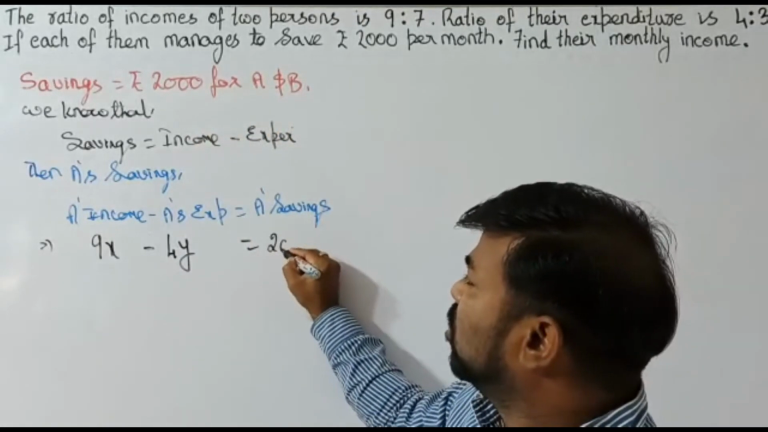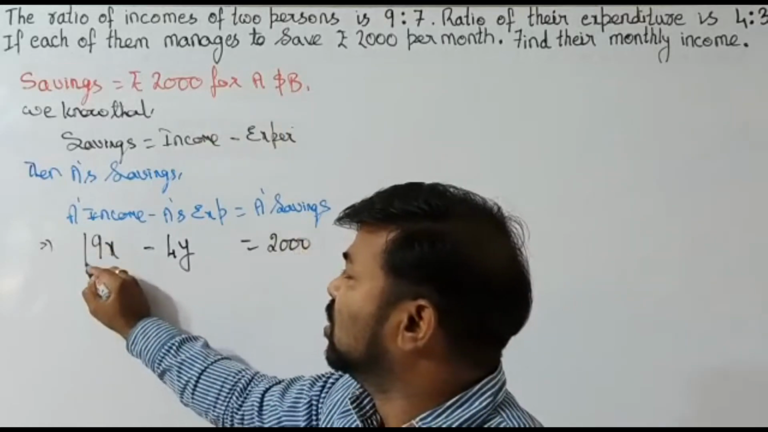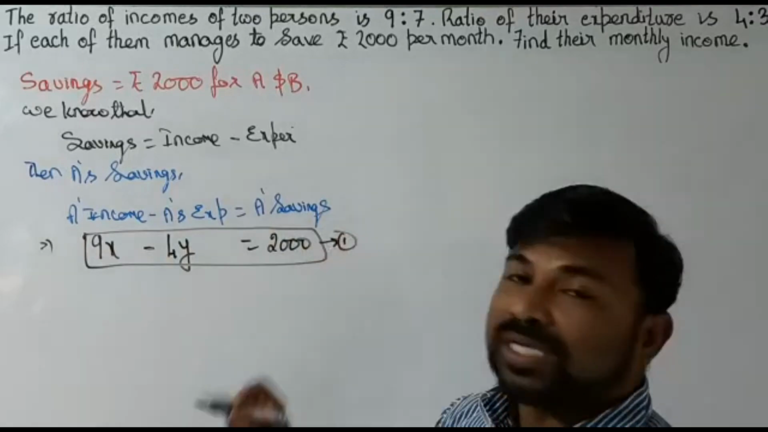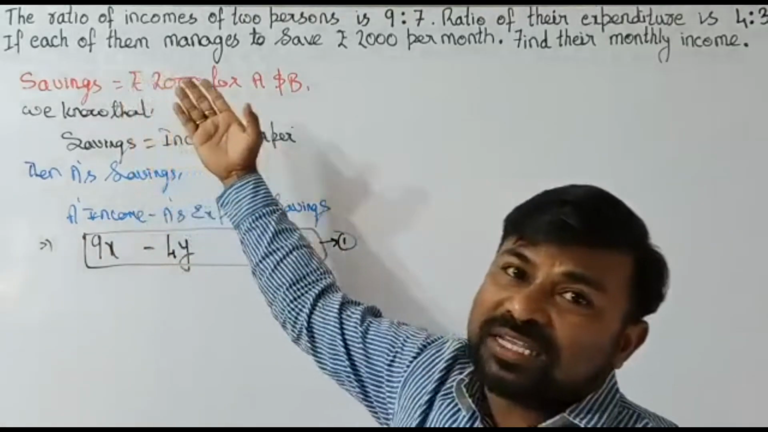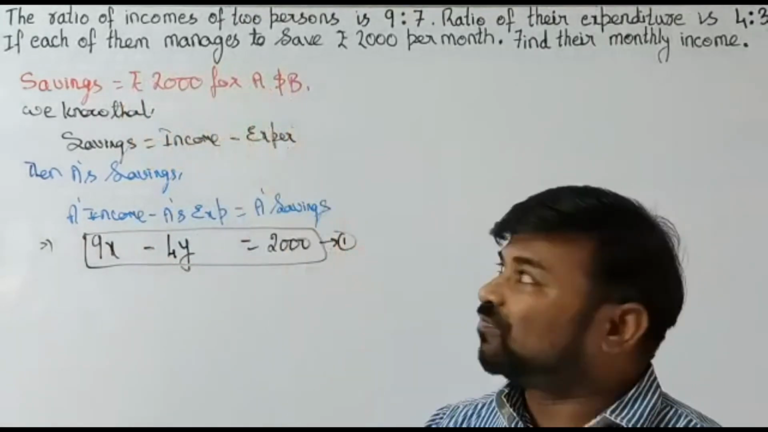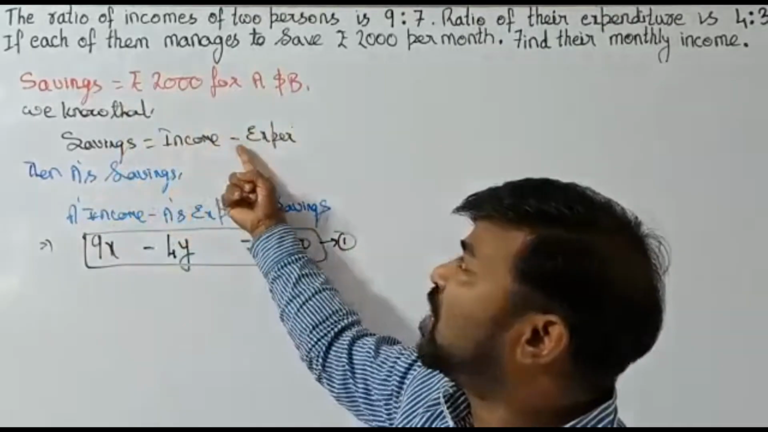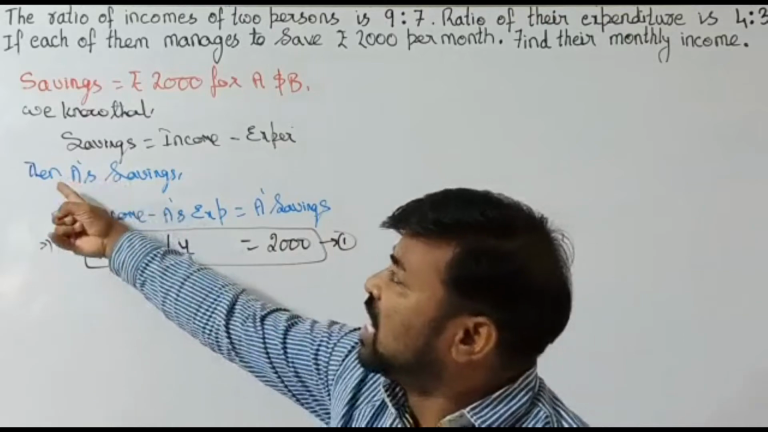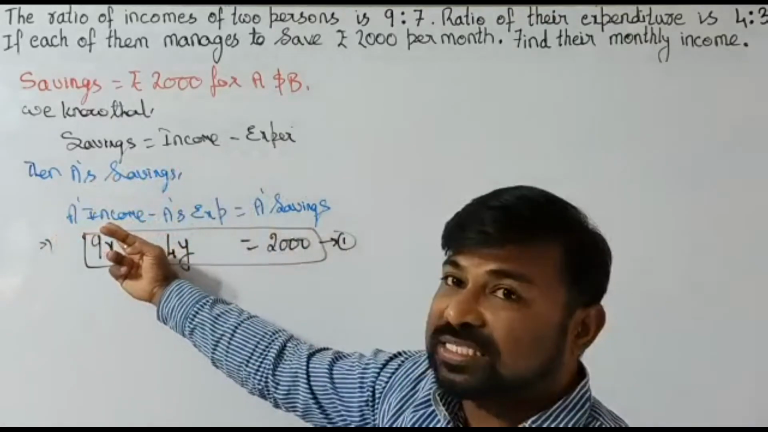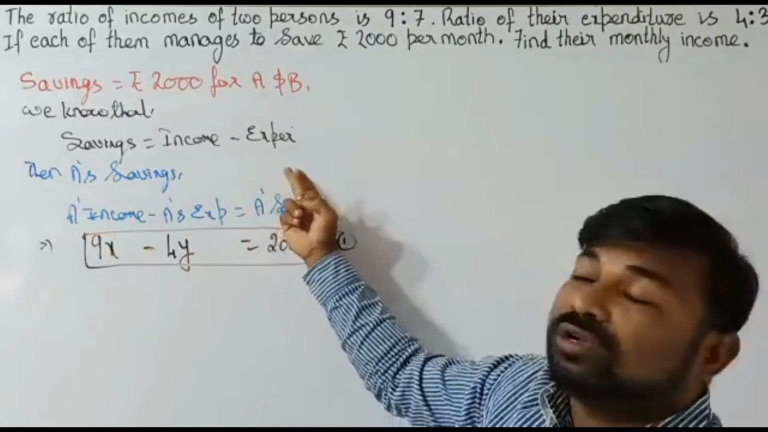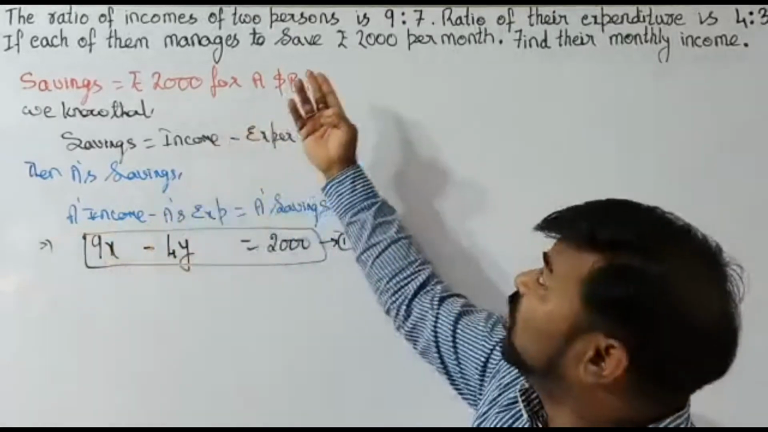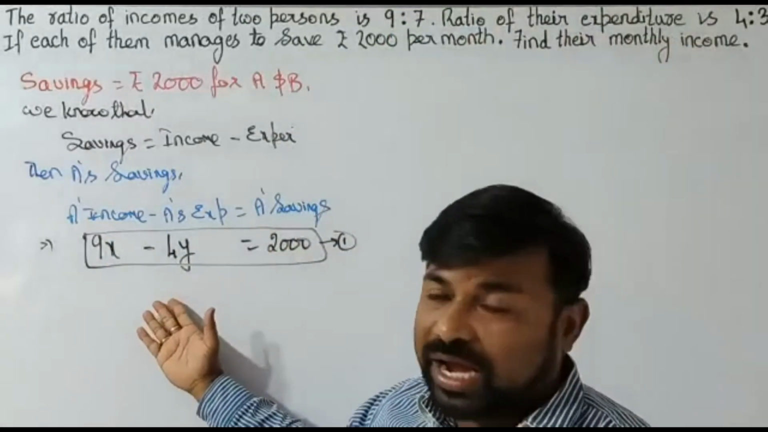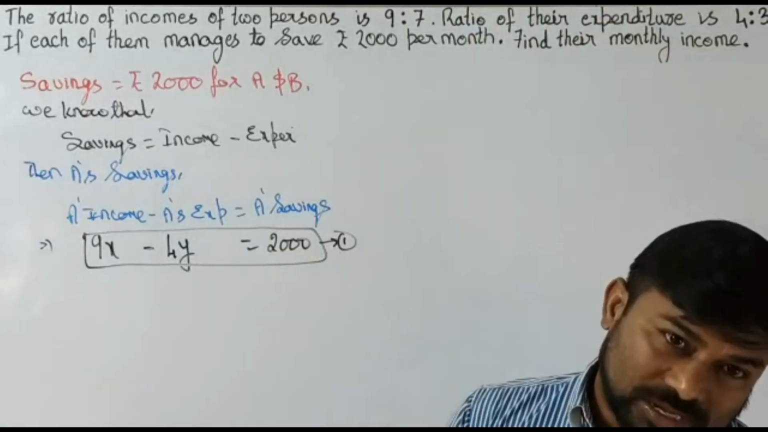Row A. Here also we take it as 2000. So, this is equation 1. I repeat, so both are saving 2000, right? What is the meaning of saving? Savings means income minus expenditure, but we are talking about A's and B's. So A's income minus A's expenditure is equal to A's savings. So income we got in terms of 9x, expenditure we got in terms of 4y, which is nothing but 2000.